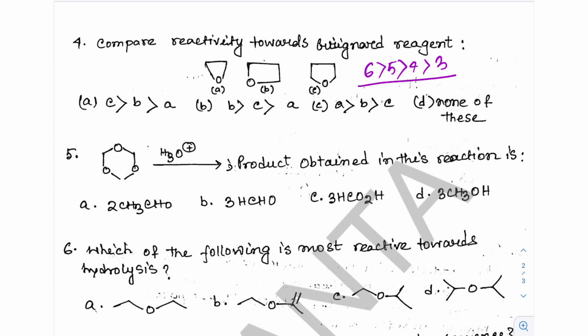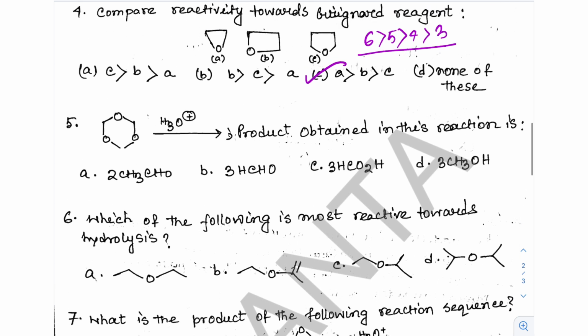So the most unstable ring reacts fastest to get stabilized. So the most unstable ring is the 3-membered one. So this one, then this one, and finally this is comparatively more stable. As it is most stable, it has the least tendency to react with Grignard reagent. So A tops the list, then B, and lowest will be C. So option C is the correct answer.